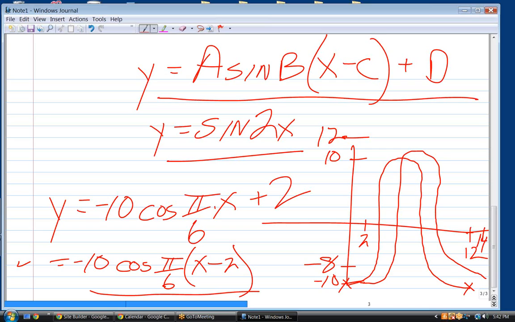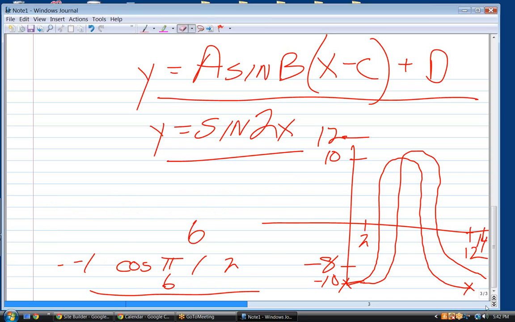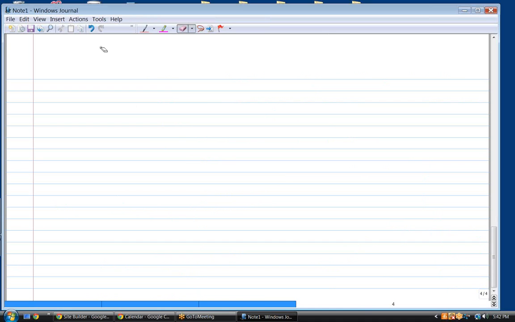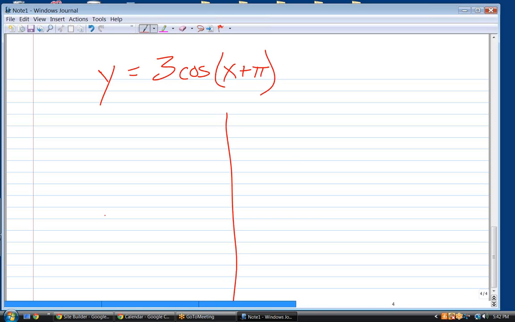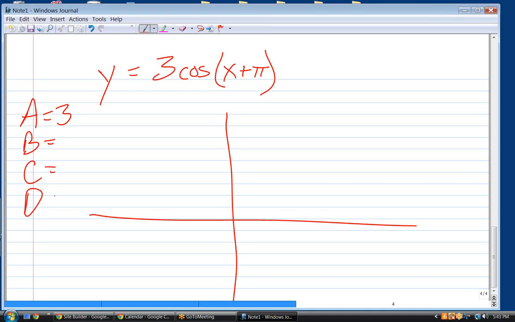All right. So can we just do a few practice ones? Yeah, for sure. Go ahead. You give them. Just go with y equals 3 cosine of x plus pi. What are A, B, C, and D?